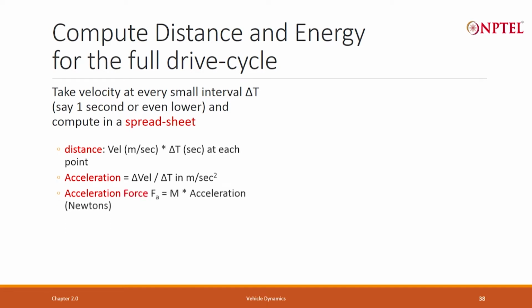Every second now you compute the force. Acceleration force is mass into acceleration. Mass of the vehicle is known, acceleration is known. So, you have all the 120 values of the acceleration, every second you are doing that. You now compute the rolling resistance. You know your mass, you know the g, you know the value of mu. Find out the rolling resistance.